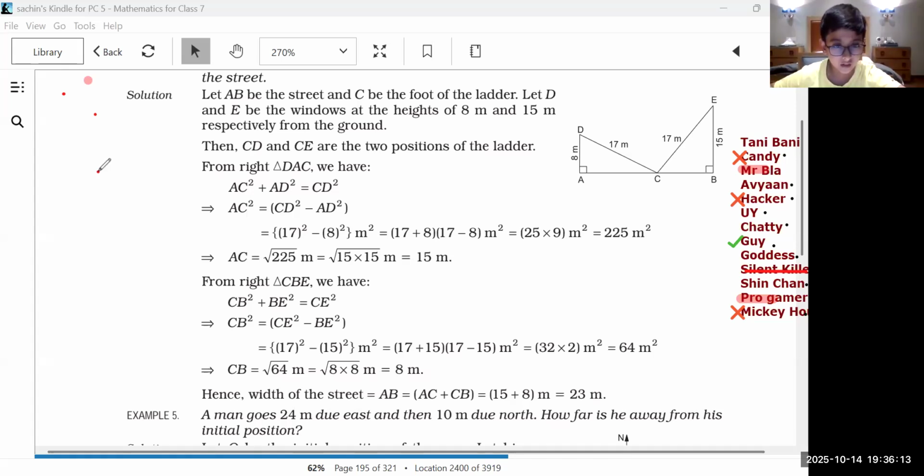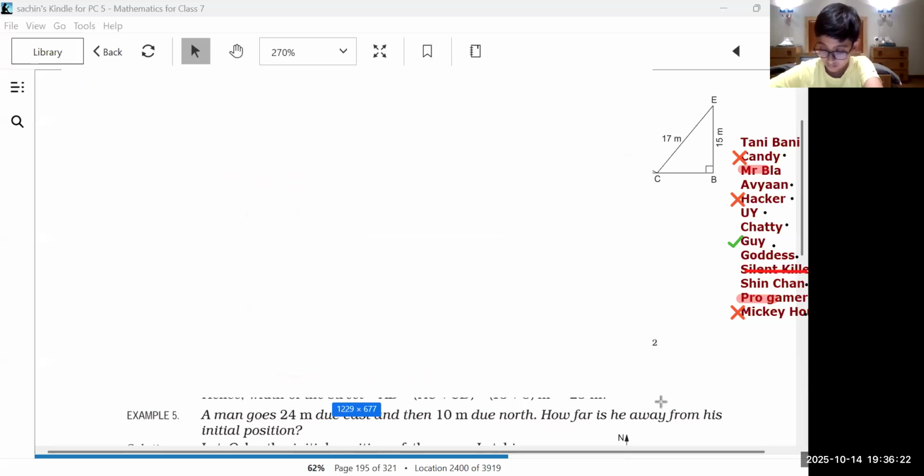Sir, I'm not getting it. I'm not getting the square root of the answer. Sir, I'm not able to get the square root of the answer.